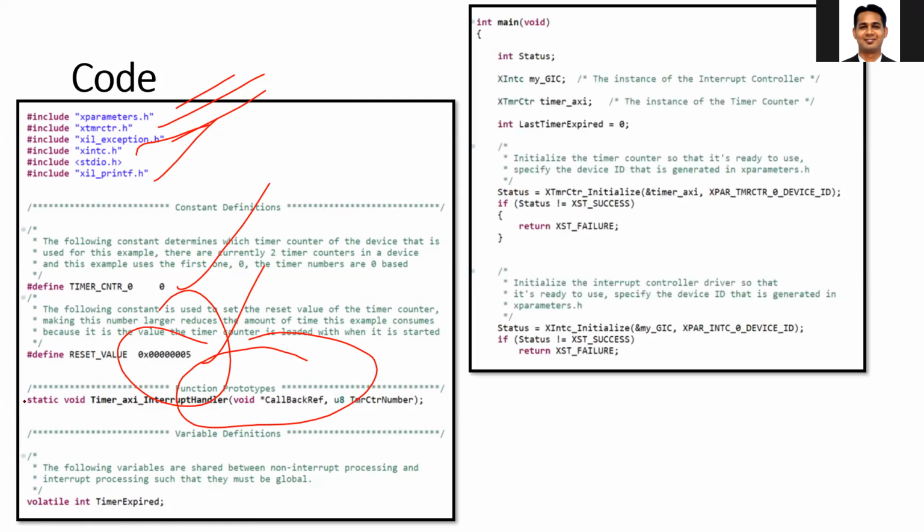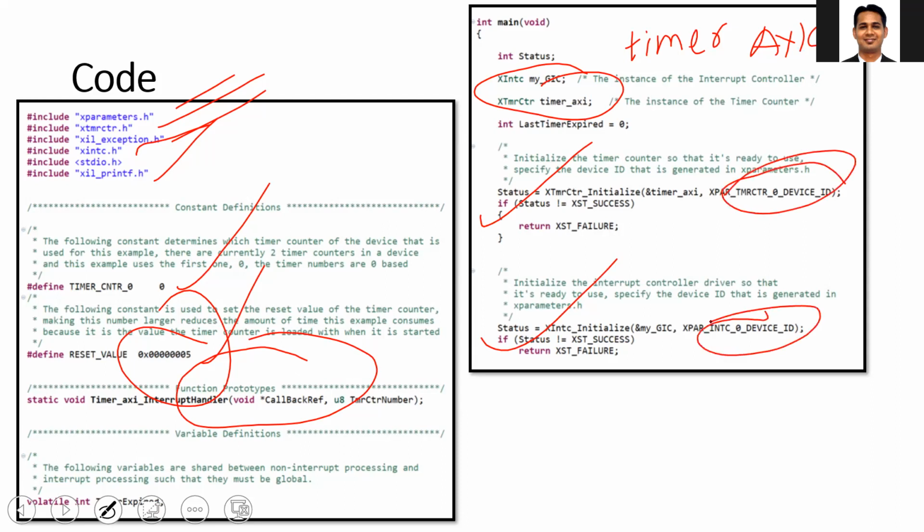Okay, so you can see that in the int main function, I'm defining two structures. One is for the AXI timer, and the second is for the AXI GIC, the interrupt controller. Here I have not used the GPIO, but you can always add the GPIO as well. Then, as we discussed, the first thing is to do the initialization of your timer as well as the interrupt controller using the corresponding initialize function in the respective .h file. The IDs will be available in the xparameters.h file.